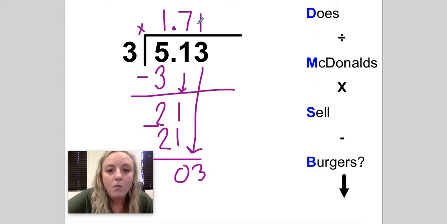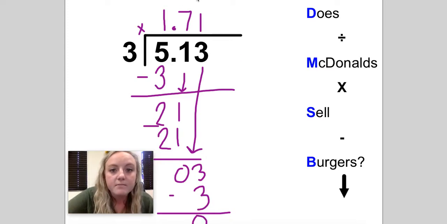Next, I multiply. 1 times 3 is 3. Next, I subtract. 3 minus 3 is 0. Bring down is next. Do I have anything else to bring down? No, I subtracted out to 0. That means my quotient is 1.71 or 1 and 71 hundredths. Let's keep looking at a couple more examples so we can get better and better at it.